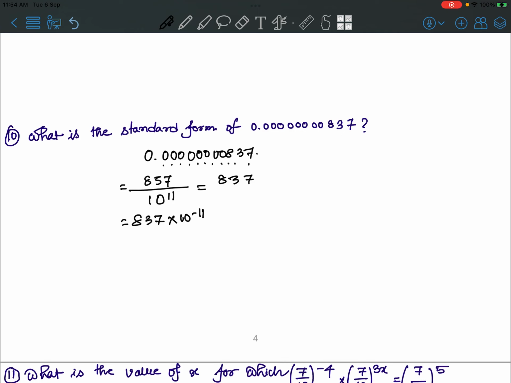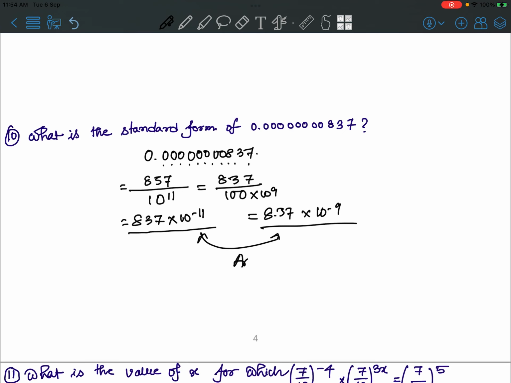So if you do not want to write it as 837 into 10 to the power minus 11, then you can write it as 837 divided by 100 into 10 to the power minus 9. That means you can write it as 8.37 into 10 to the power minus 9. Either way, you can represent your answer. Both of them are correct.